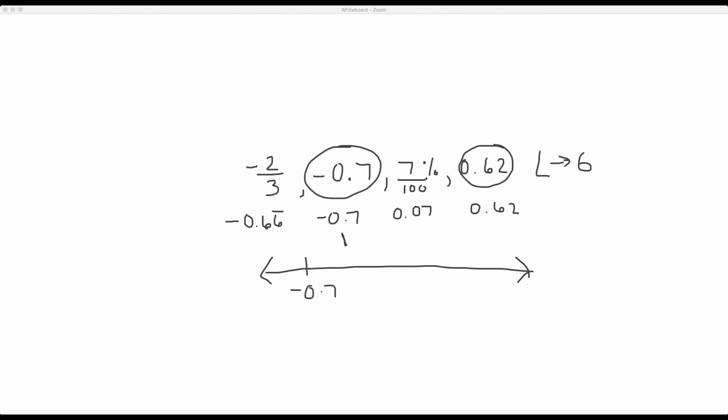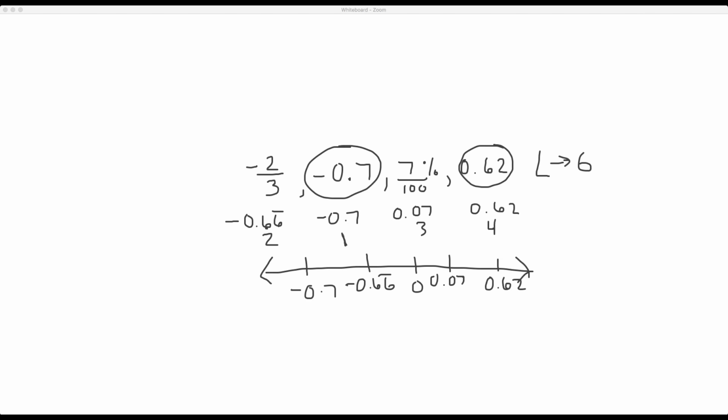Now moving closer to 0, you're going to say, okay, next in line would be negative 0.66 repeating. So that would be 2. And then 7 cents, you're now above 0. So that would be 3. And then 62 cents, so 0.62, would be furthest on the number line, so that's your greatest.